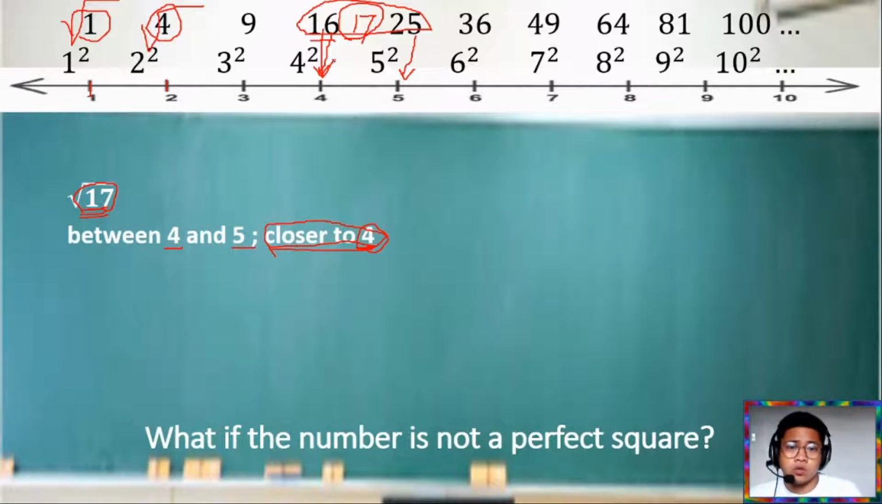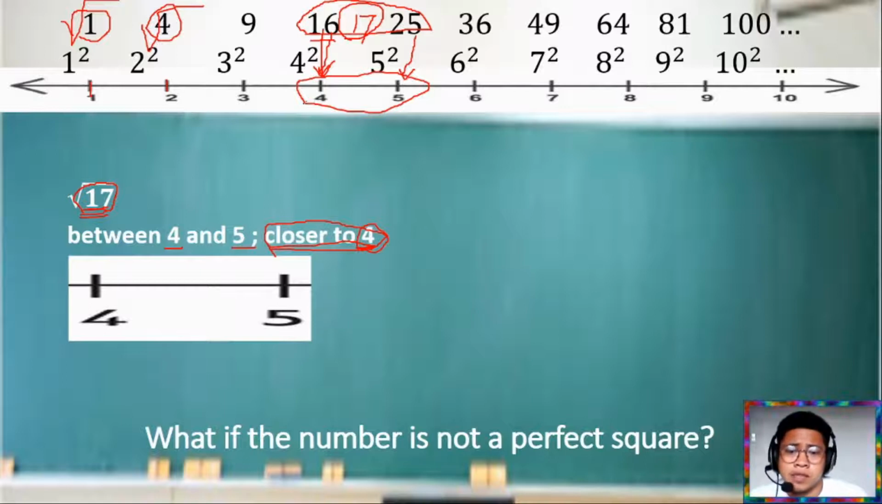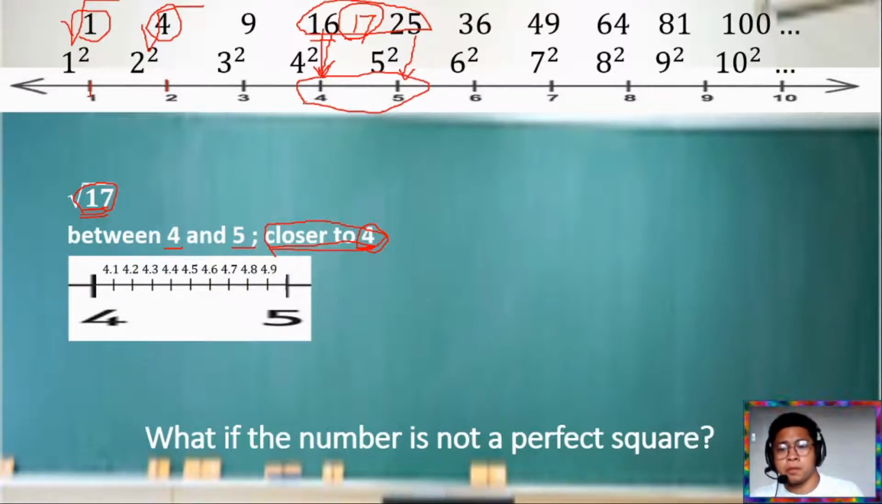So if we're going to look at this part of the number line, so i-zoom out natin. Ganyan, si 4 and 5. Kung titingnan natin, meron pa tayong numbers sa pagitan ng 4 and 5. Ano-ano po yun? Meron tayong 4.1, 4.2, 4.3, 4.4, 4.5, 4.6, 4.7, 4.8, and 4.9.